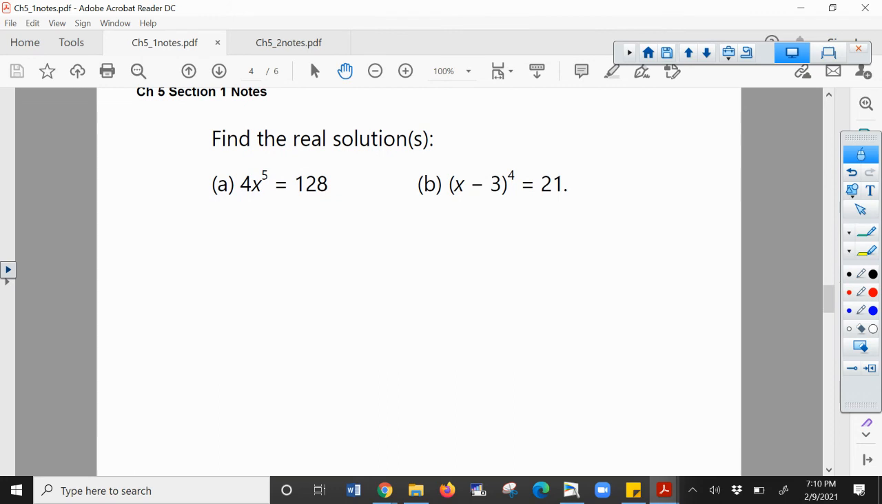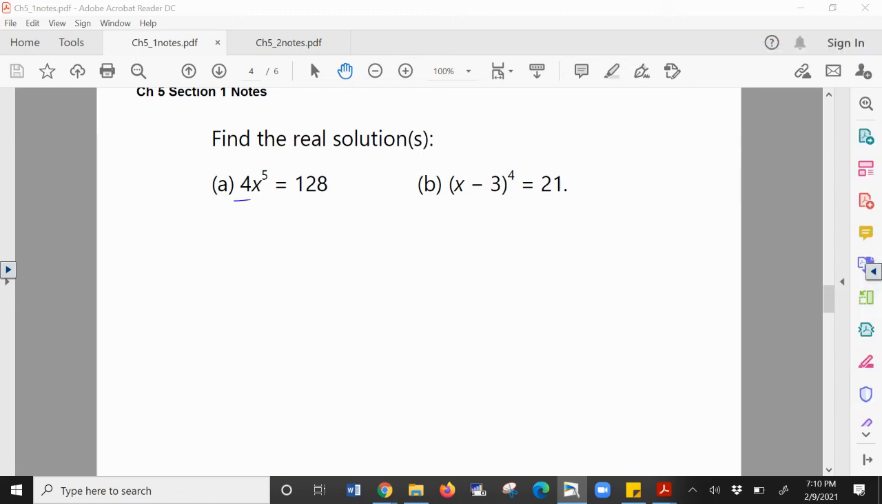The next part is going to be how you solve using these kinds of things. This is brand new, but it's not really new. The first thing to do would be to isolate your perfect whatever it is. So in this case, I'm going to divide both sides by 4. X to the fifth power is equal to 128 divided by 4, which is 32.